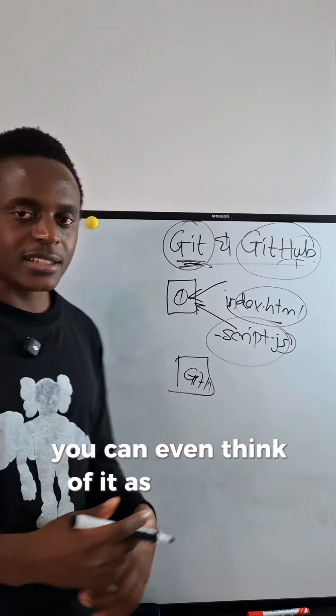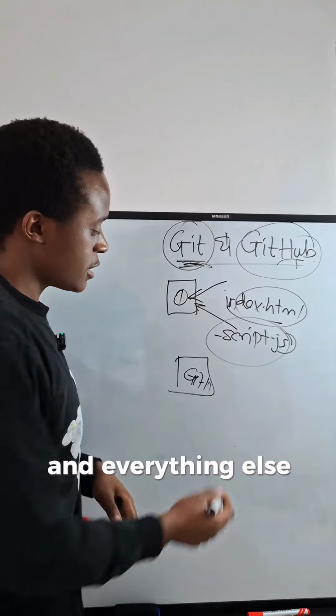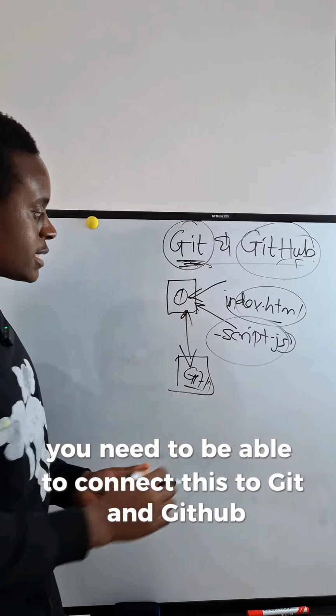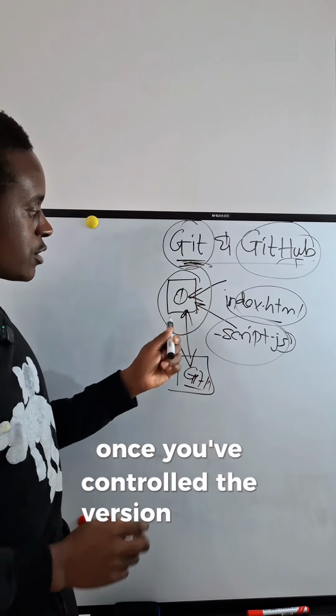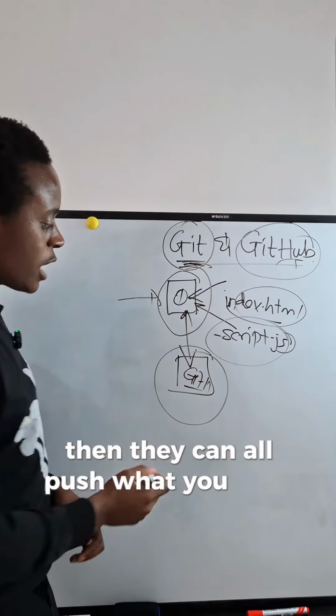You can even think of it as the extra hard drive that you're using to store your videos and everything else that you're working on. That is what GitHub is. Now you need to be able to connect Git to GitHub. Once you've controlled the version on this and multiple people can work on these projects, then they can all push what they have to GitHub.